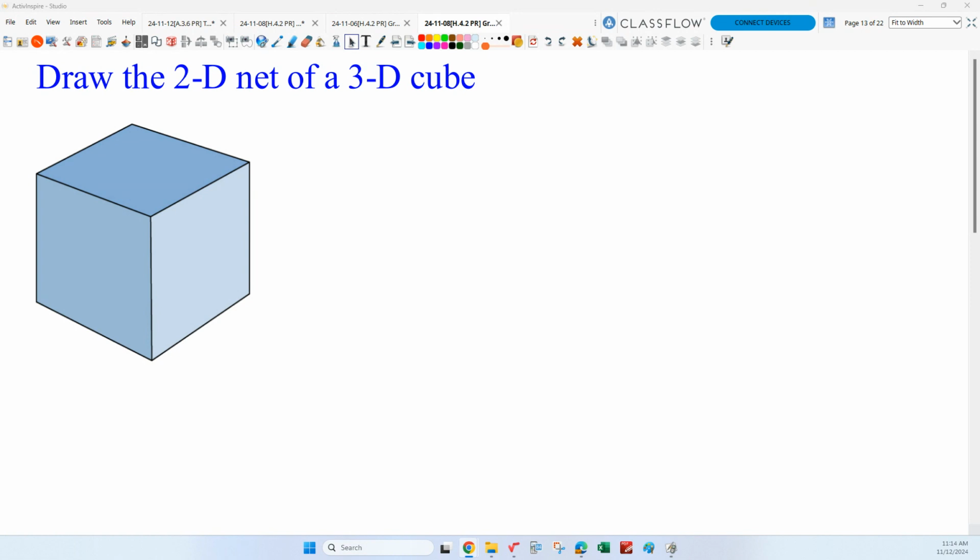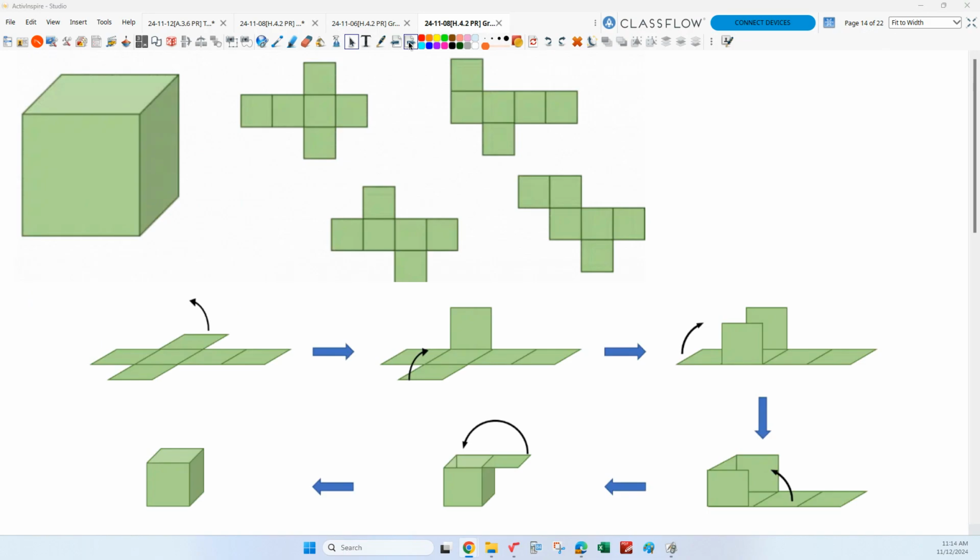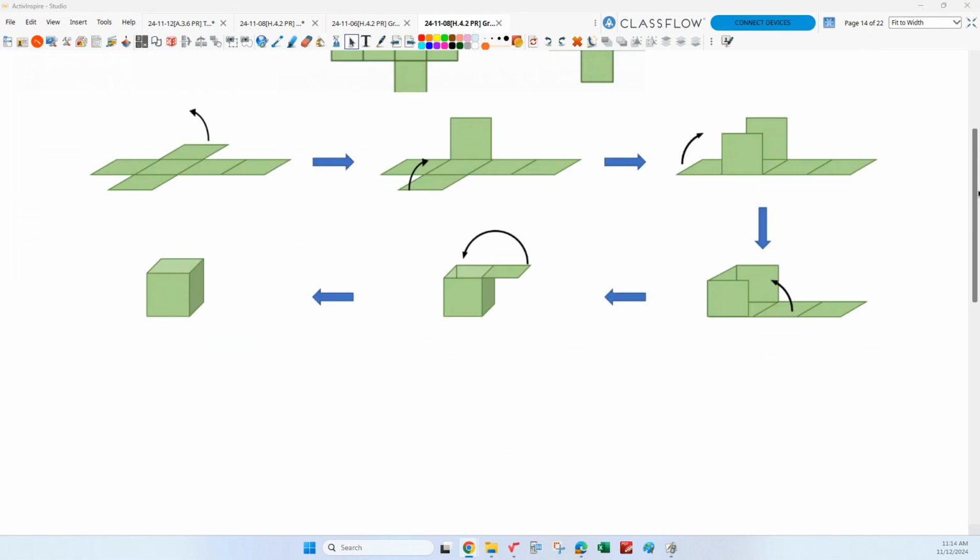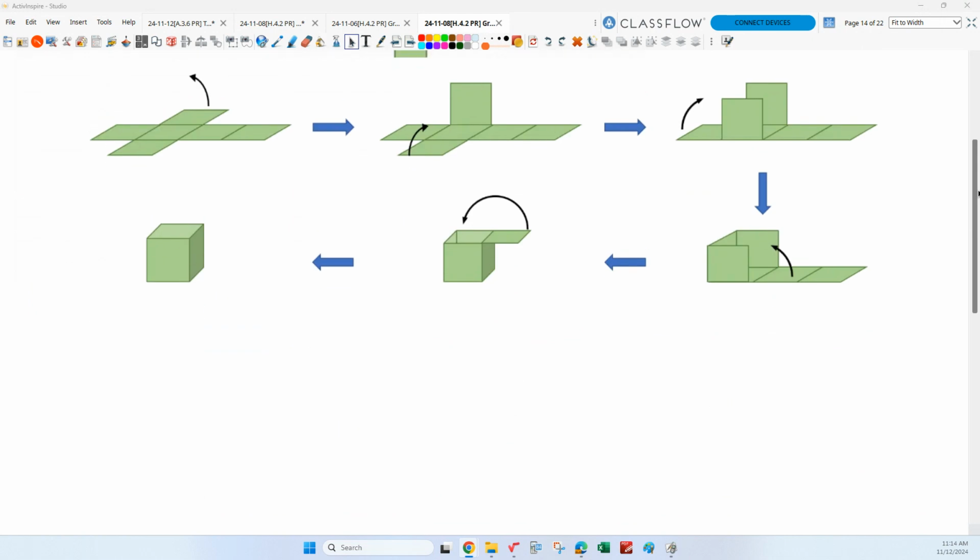If I took just the surface of a cube and unfolded it to create a 2-dimensional shape, that would be a net. So the net of a 3-dimensional object is 2-dimensional, and these are examples of different nets of a cube. There's a bunch of different ones that would work. Here are 4 different examples. Each one, if I folded on the lines, would fold up into a cube, right? And here are folding instructions for one of those.